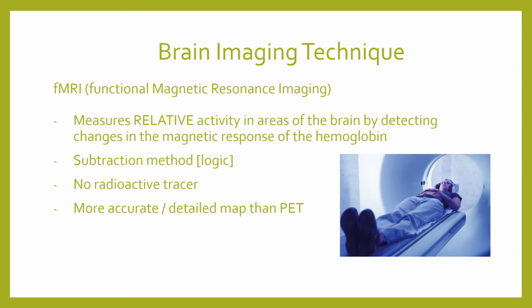But we prefer fMRI to PET for a couple of reasons. One, there's no radioactive tracer, so people sometimes balk at being injected with a radioactive tracer, even though it's so little that it's not going to do anything. But more importantly for most of what we look at, it gives us a more accurate and detailed map than any kind of positron emission tomography. It's also less expensive. So with all of that together, fMRIs are often the way we look at brain activity when we want to look at what's happening in a particular area or region of the brain.